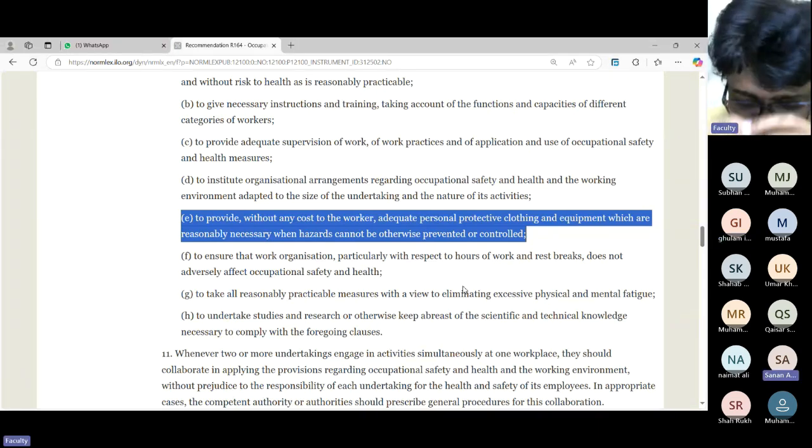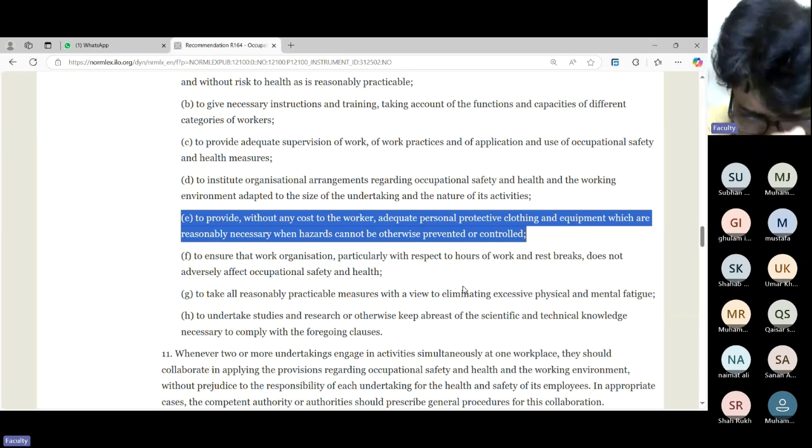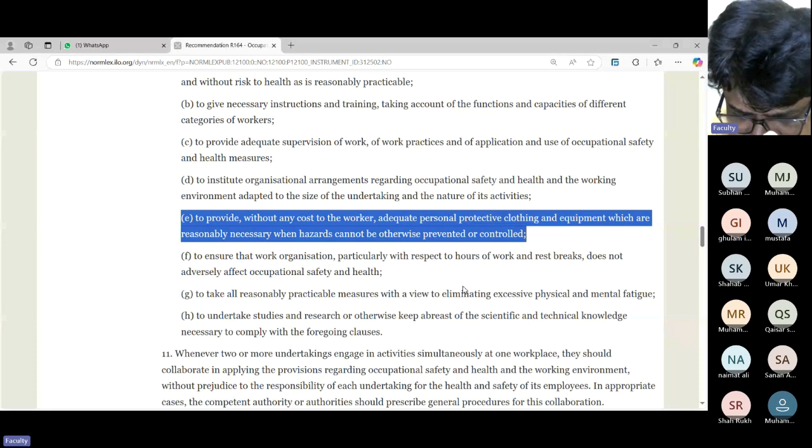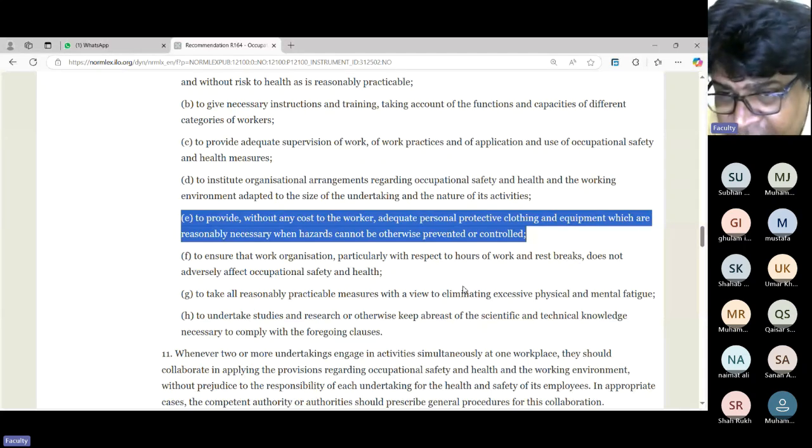To provide without any cost to the worker means there are some companies which tell the workers to bring their own PPE, that they will not buy it and give it to them. That is why that is written there. To provide without any cost to the worker means the PPE, whatever they are providing, like safety gloves, safety shoes, safety helmet, whatever it is, either equipment or clothing.